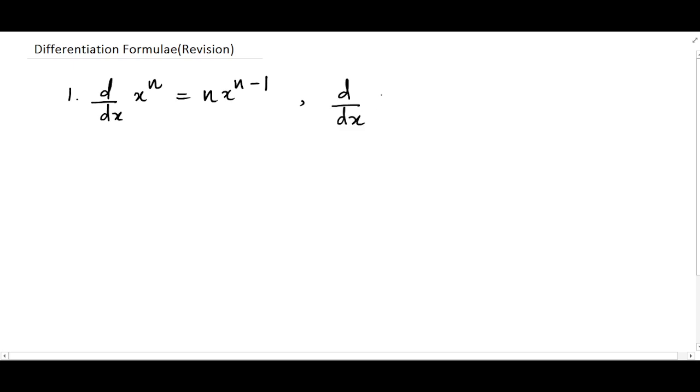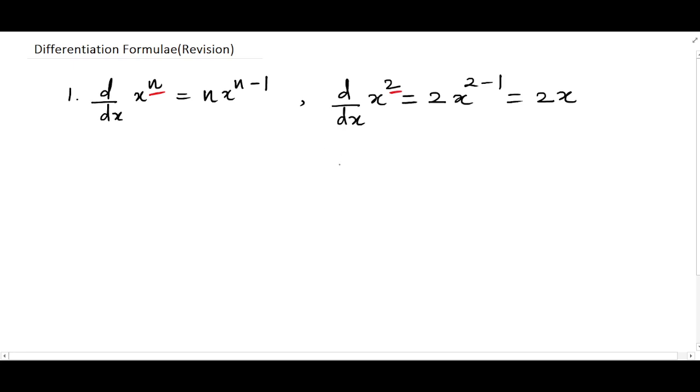Hello everyone. Today we will revise all the differentiation formulas, starting with d by dx of x to the power n is equal to n into x to the power n minus 1. So for example, if we are taking d by dx of x square, as per the formula, in place of n we are having 2. So the value becomes 2x to the power 2 minus 1, which is 2x.